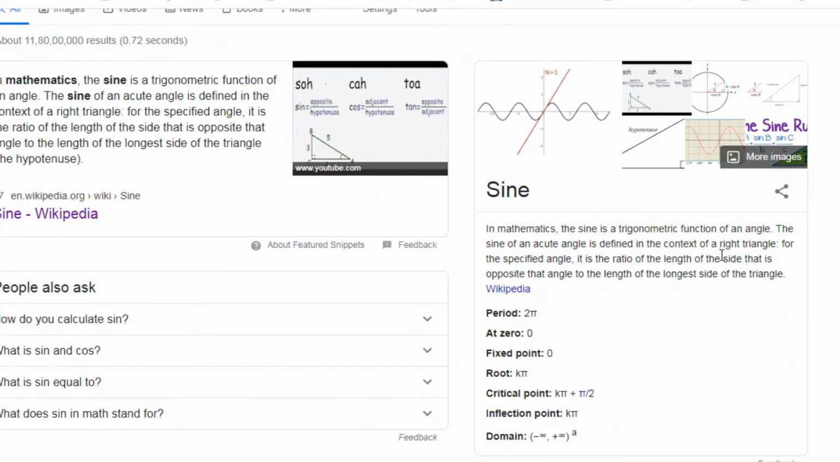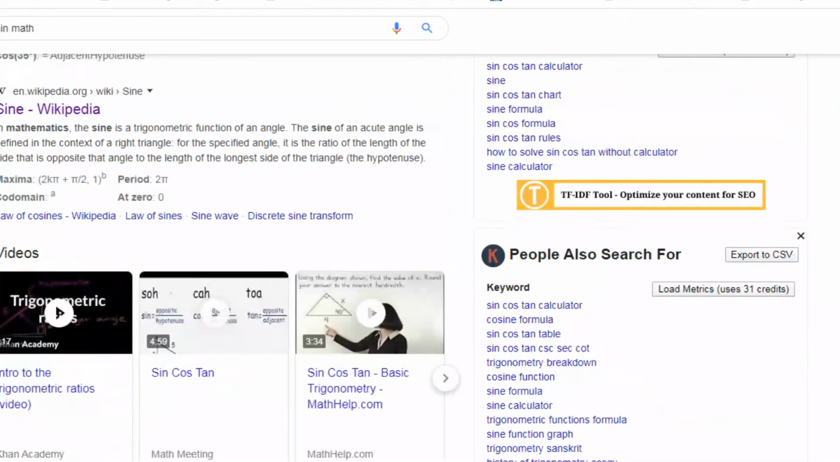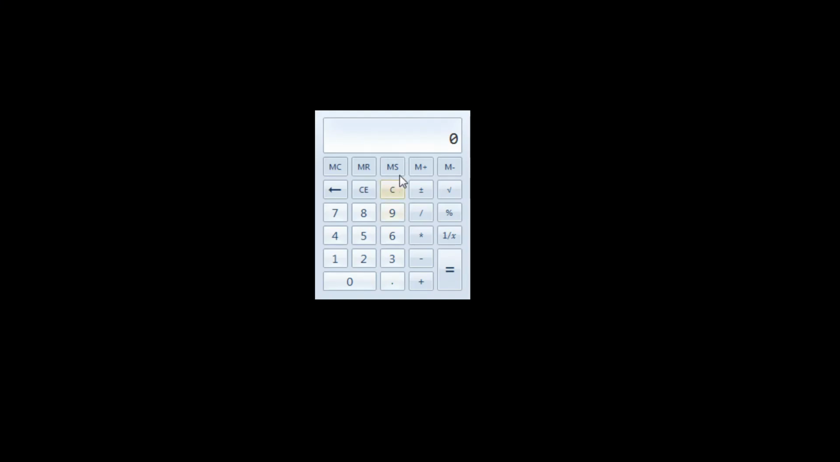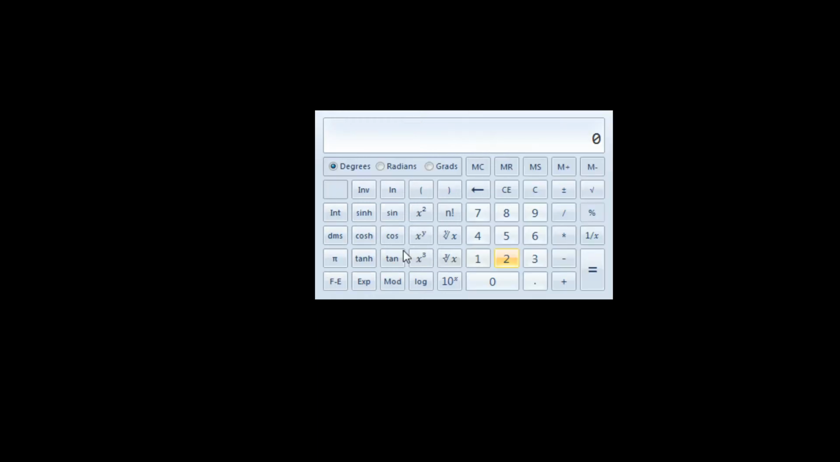Okay, so let's go to the calculator. Let's jump on to the calculator. Okay, so let me bring you up in the calculator. Yep. So these are the scientific options. Okay, so there it is. Sine 2.